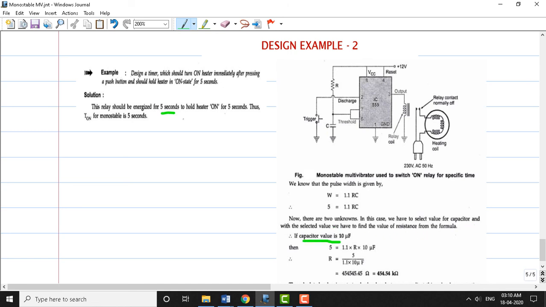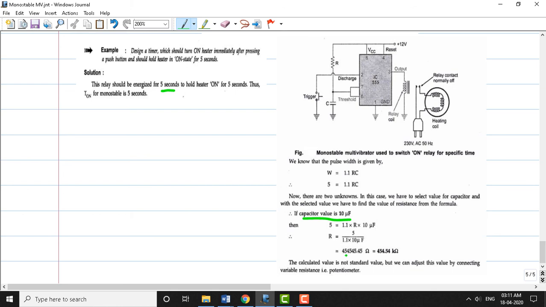If I assume the capacitor value as 10 microfarad, and substitute in this equation, the resistance value can be calculated. We found that the value of resistance is 545 ohm. Though this is not a standard value, we can use a potentiometer of 454 kilo in that range, and we can adjust the resistance value to this value. Okay. So once we estimate the resistance value by assuming the capacitance value here, we can design the monostable multivibrator. So we have a resistance which we have designed here, and a capacitance which we have assumed.